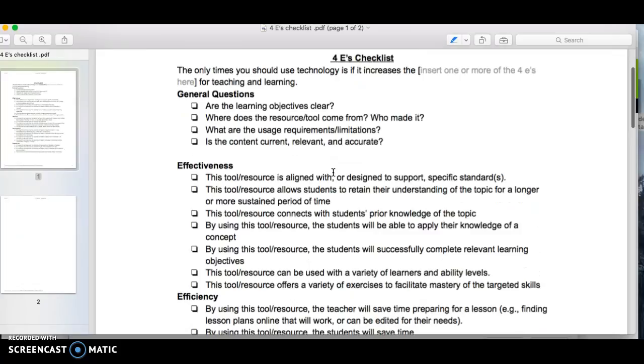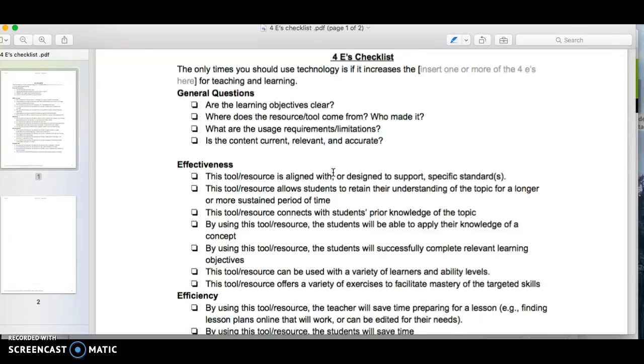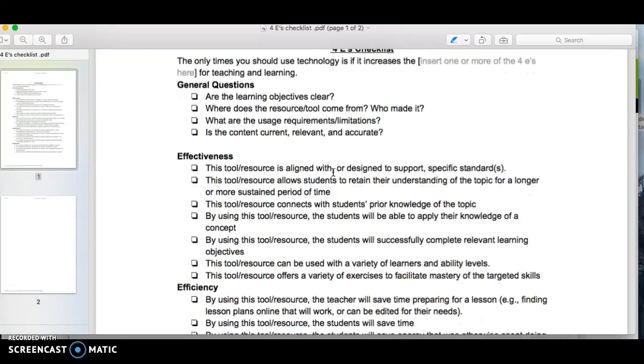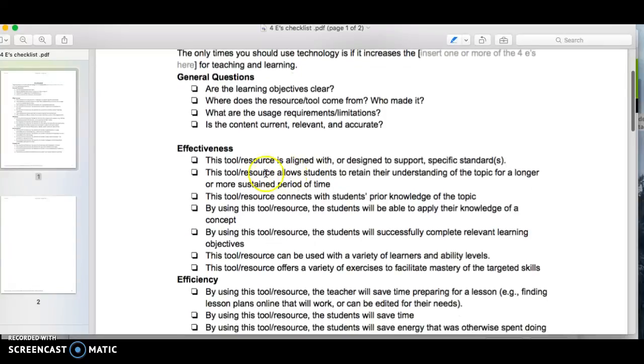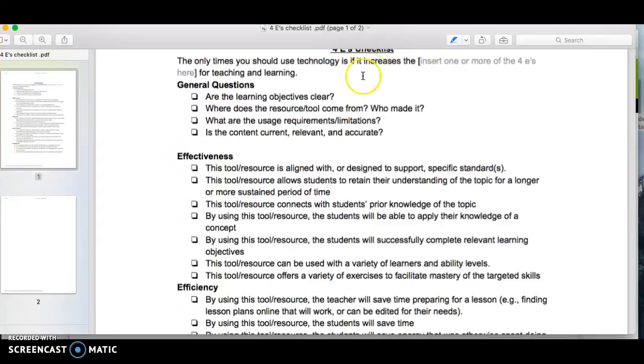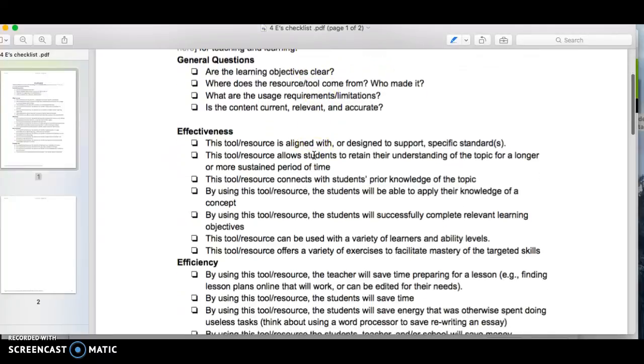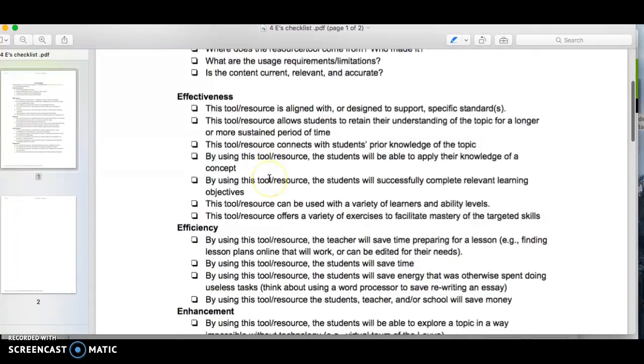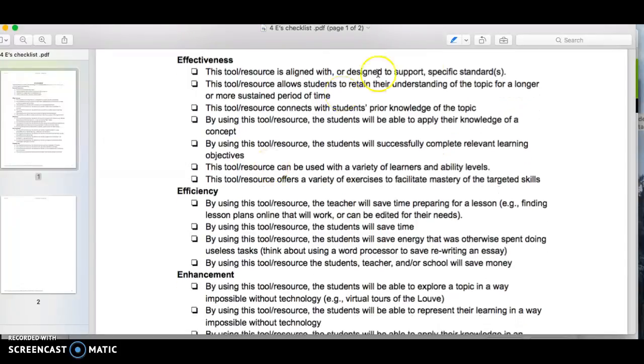So the only times you use technology is if it increases the opportunities that the kids are getting for teaching and learning. So I believe that this resource touched on effectiveness because it told you the specific standards right when we got onto the site.